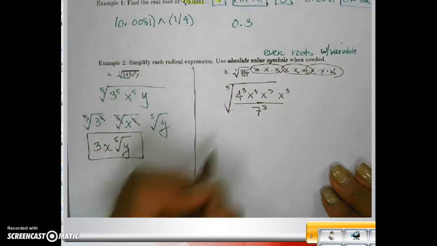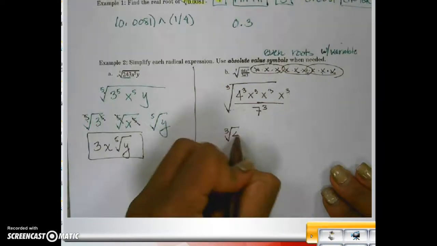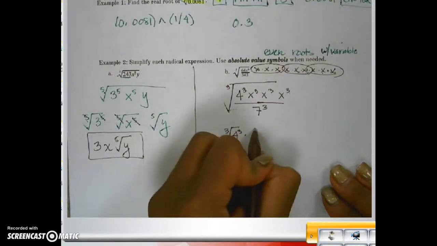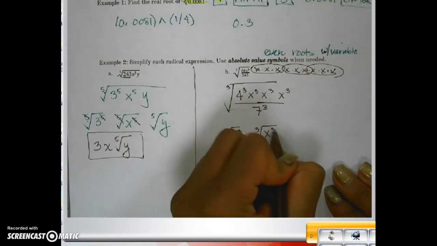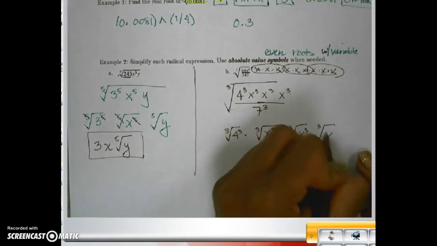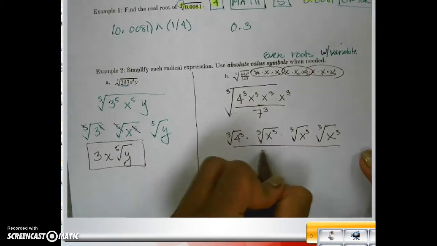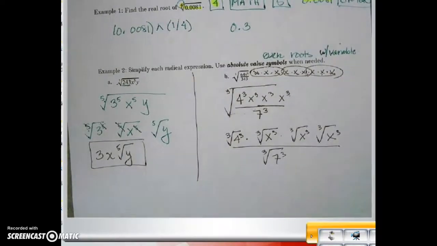Okay, so if you're looking at these individually, I have the cubed root of 4 cubed times the cubed root of x cubed times the cubed root of x cubed times the cubed root of x cubed over the cubed root of 7 cubed. You do not have to write all this out. I'm just trying to show you where I'm getting it from.